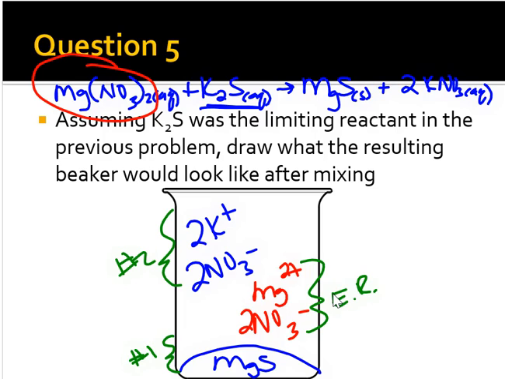Just so you have an idea of what's going on here, this magnesium right here wants to create more precipitate. It wants to create more magnesium sulfide, but can it? No, because there's no sulfide ions here for it to bond with. If you added more K2S to the beaker, then the reaction would continue. But right now, this excess reactant is just sitting here waiting for more of the limiting reactant to show up. So that's how you would draw the beaker if I asked you to do that with the products as well as the limiting reactant being K2S.